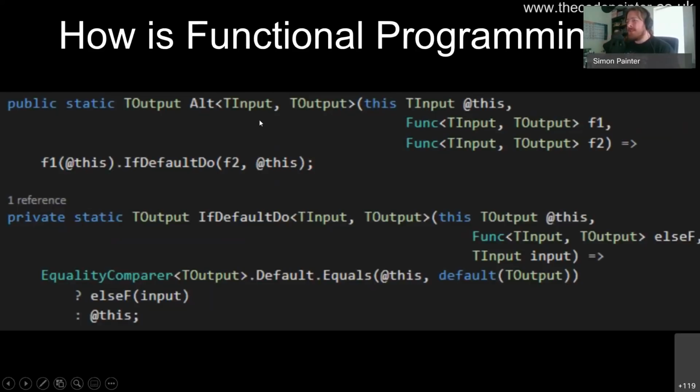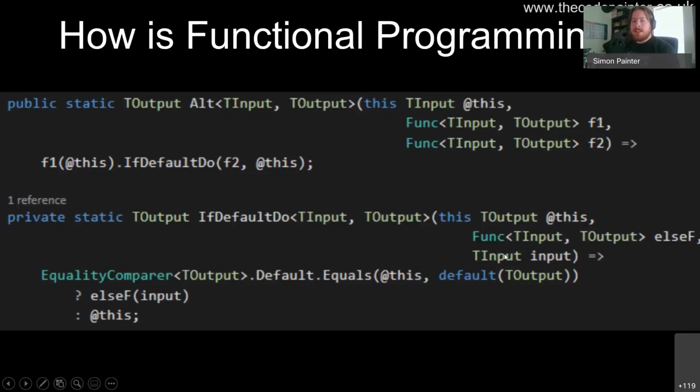I believe the proper name for this sort of structure is a functor, I think. So this is an extension method. I'm taking a T input again, and then I'm saying, here's some funcs. I've got F1 and F2. And I've also created another structure down here called IfDefaultDo. Now, this takes the func, which is the else, and it takes an input.